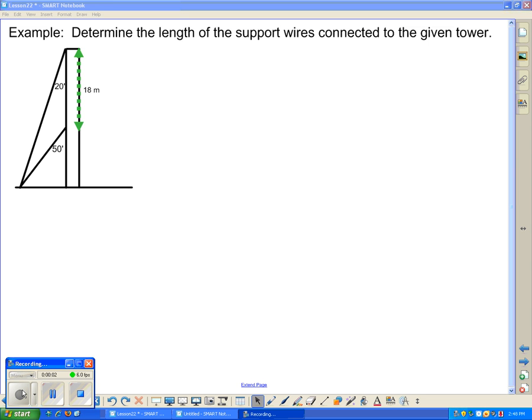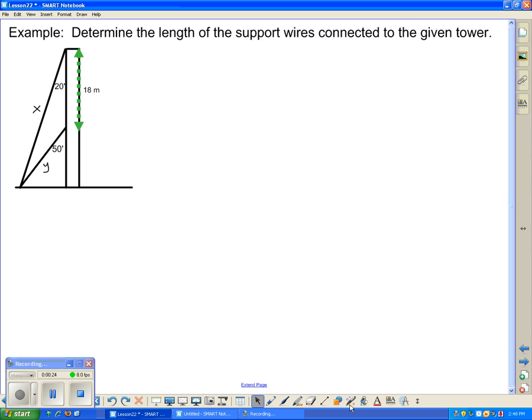Okay, the third example then for this particular lesson, we're looking at determining the length of the support wires connecting the given tower. So the support wires are our lengths X and Y. So those are the ones we are looking at. We want to find how long those cables need to be in order to support this tower.